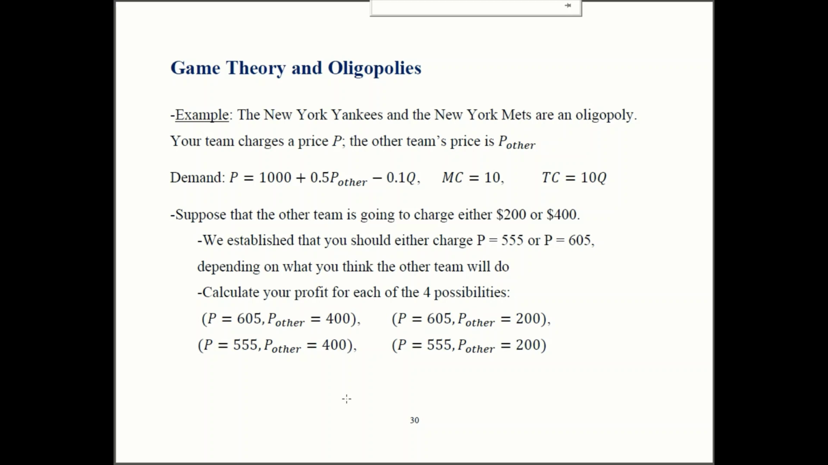So first of all, both you guys charge the high price. So you charge 605 and they charge 400. We established earlier that 605 was the best response to the price of 400 in our last episode. Alternatively, you could pick your high price and they charge their low price. You could both play a low price, or you could play low while they play high.